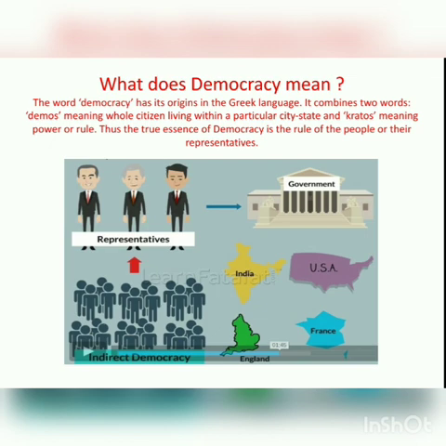Now, what does democracy mean? The term democracy is derived from the two Greek words demos, meaning people, and kratos, meaning rule or government. Thus, the true essence of a democracy is the rule of people or their representatives. In a democracy, people have the power to elect their leaders. Thus, they participate in the process of governance directly or through their elected representatives.